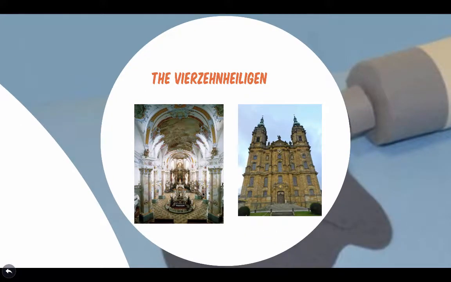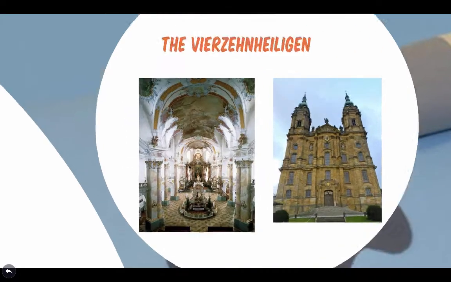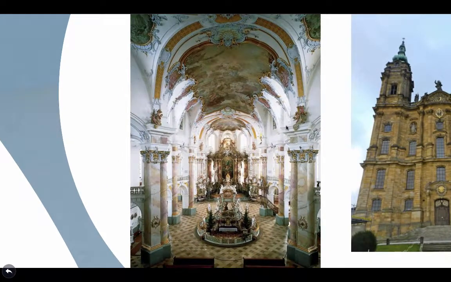So the first is the Vierzehnheiligen. I think that's right. It's probably wrong, but this is the Church of the 14 Saints in Austria. And if we look here, does it let me get closer? Yes, you can see the inside. And again, you can see some of the things from the Baroque style period, but also, we have a lot of this gold.